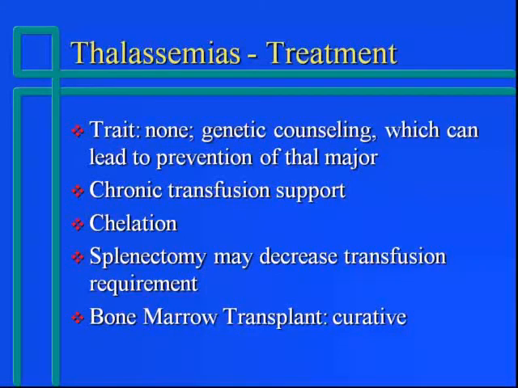Patients with the severe form of thalassemia, beta thalassemia major, require chronic transfusion support. Of course, this leads to the major problem of iron overload, such that patients will also need chelation therapy. Splenectomy can sometimes decrease the transfusion requirement, and bone marrow transplant can be curative if the patient has an appropriate donor.